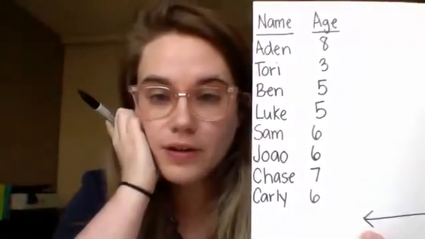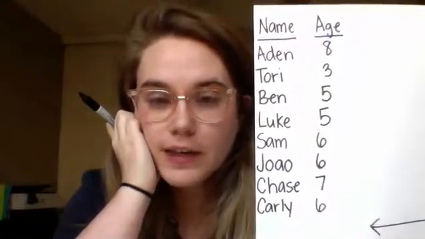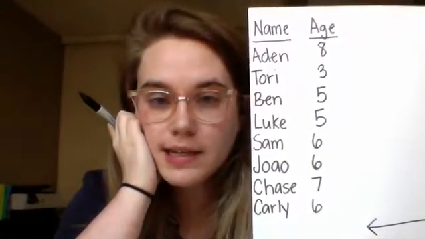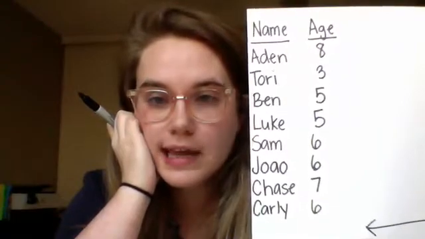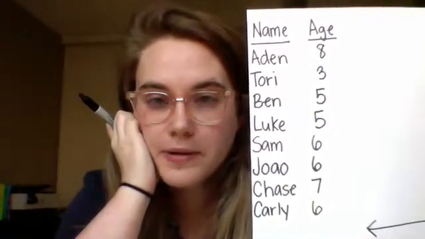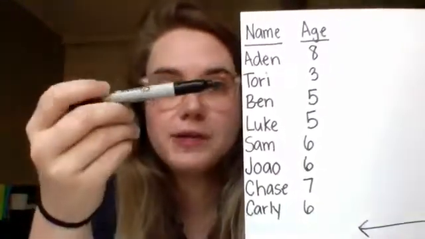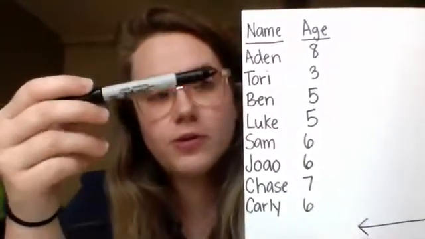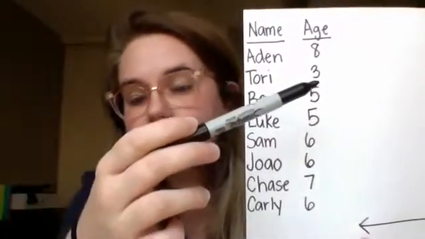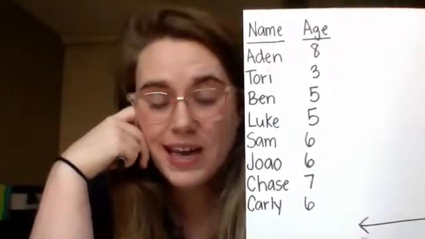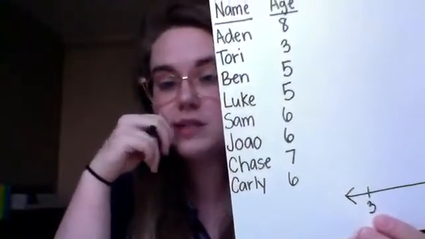I want you to look for a minute and figure out the name of the person that has the youngest age, the smallest number. So you're right, that's going to be Tori, if you said Tori. Tori has the smallest age, that's 3. So that's where the first number on our line plot is going to be. It's going to be a 3 because we're looking for the range. Remember, the smallest to the biggest.